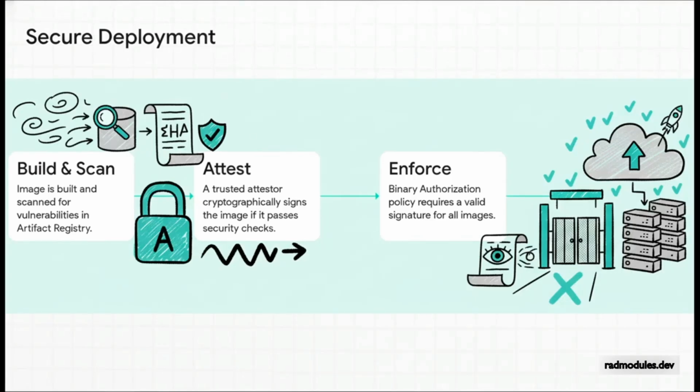I want you to picture this as a series of automated security gates. First, your code gets built into an image and then immediately scanned. If it's clean, no vulnerabilities, it gets what's called an attestation. Think of it like a digital tamper-proof stamp of approval. And then at the very end, there's a final gatekeeper that checks for that stamp. No stamp, no deployment. It's that simple, and it's all automated.